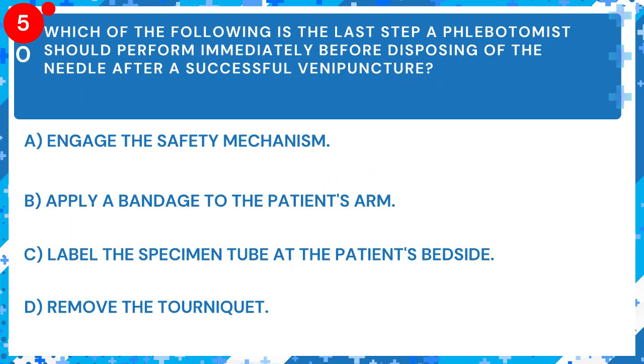Question 50. Which of the following is the last step a phlebotomist should perform immediately before disposing of the needle after a successful venipuncture? A. Engage the safety mechanism. B. Apply a bandage to the patient's arm. C. Label the specimen tube at the patient's bedside. D. Remove the tourniquet.